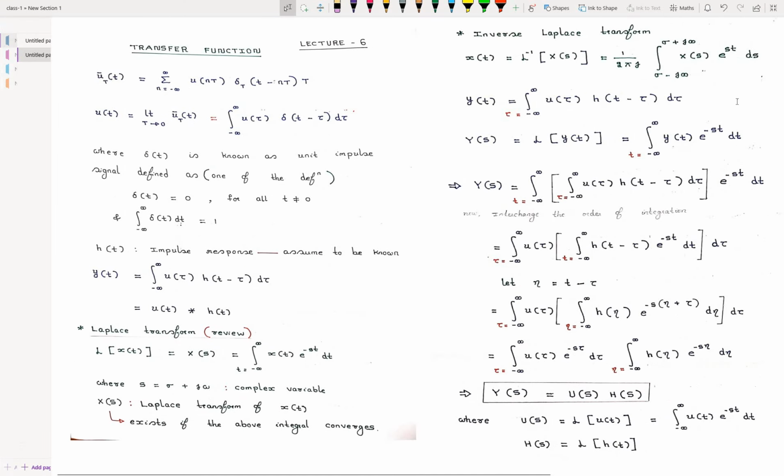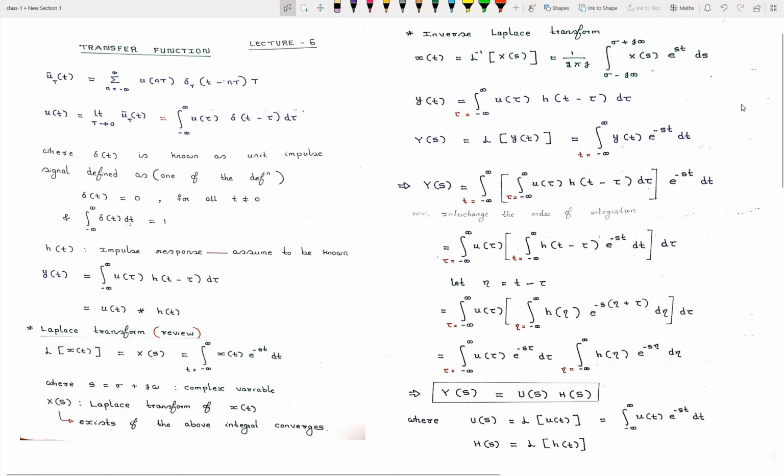In this video, we are going to discuss transfer function derivation. In the previous video, I have already explained convolution integral and impulse response. In this video, we'll focus on how to derive the transfer function. In convolution integral, we represented input in this way.